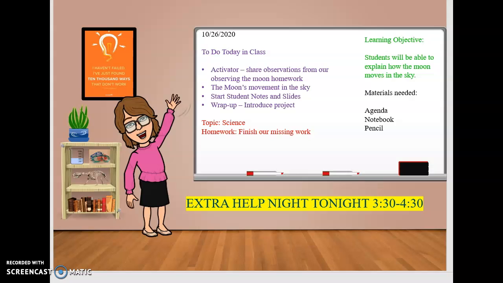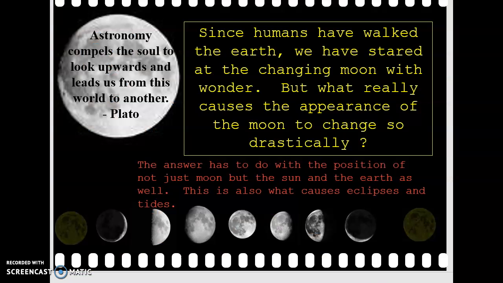At the end of today's lesson, students will be able to explain how the moon moves in the sky in relation to the Earth and the Sun. Since humans have walked the Earth, we've stared at the changing moon with wonder. But what really causes the appearance of the moon to change so drastically? Does it really disappear? Or is something else happening? Is there something else behind this phenomenon that has been continuing for thousands of years?